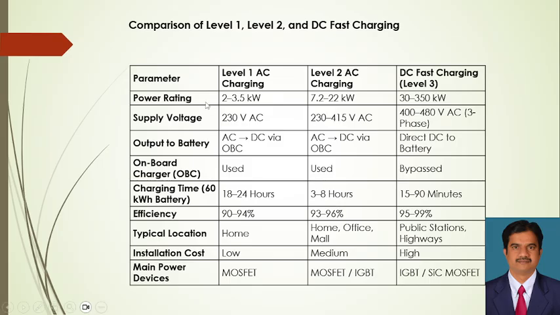There are different parameters that are considered for the level 1 AC charging, level 2 AC charging and DC fast charging. First parameter ಬಂದ್ಬಿಟ್ಟು power rating. Power rating as I said in level 1 is less than 3 kilowatt. Level 2 ಅಲ್ಲಿ ಬಂದ್ಬಿಟ್ಟು in between 7 to 25 kilowatt. DC fast charging ಬಂದ್ಬಿಟ್ಟು 50 plus kilowatt. ಸಪ್ಲೈ ವೋಲ್ಟೇಜ್ ಬಂದು 230 volts, 230 to 415 volts, ಇಲ್ಲಿ 400 to 480 volts.